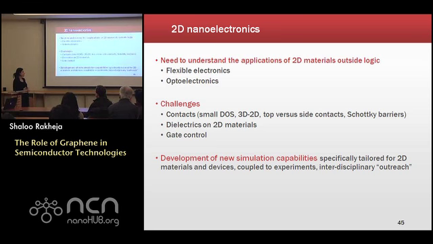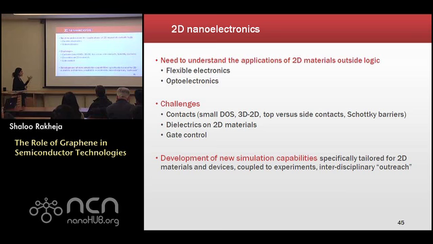There is a small density of states, the coupling of 3D contacts to two-dimensional contacts, top contacts versus side contacts, Schottky barriers, the question of top of the barrier, does that really exist, things like that. And then how do you do dielectrics on 2D materials and gate control.